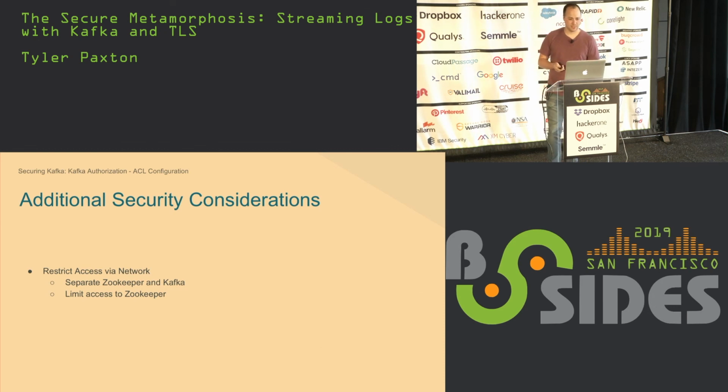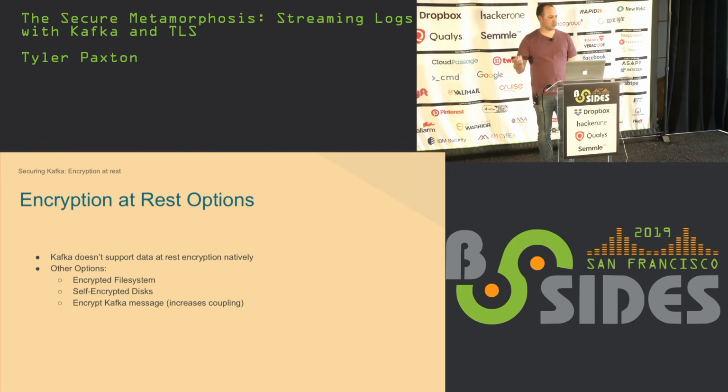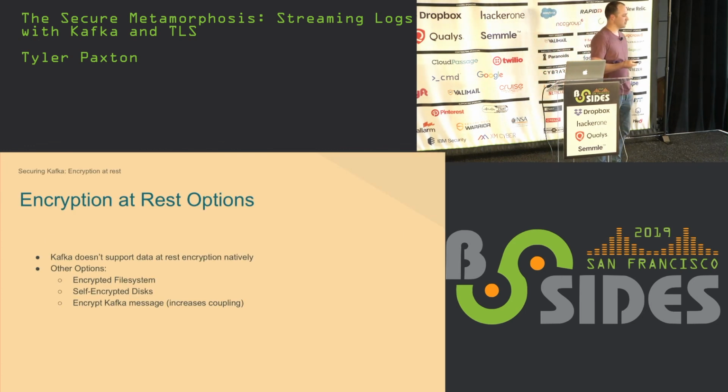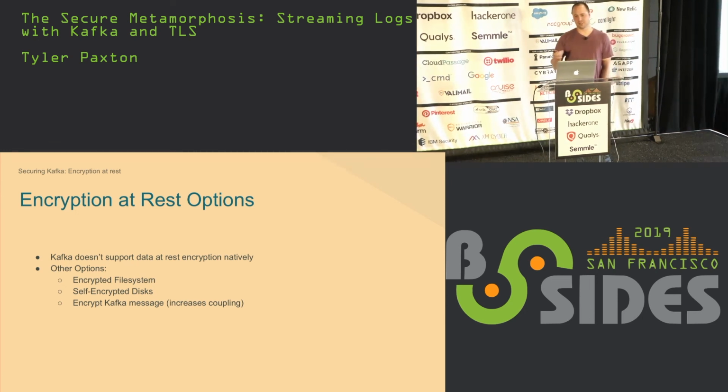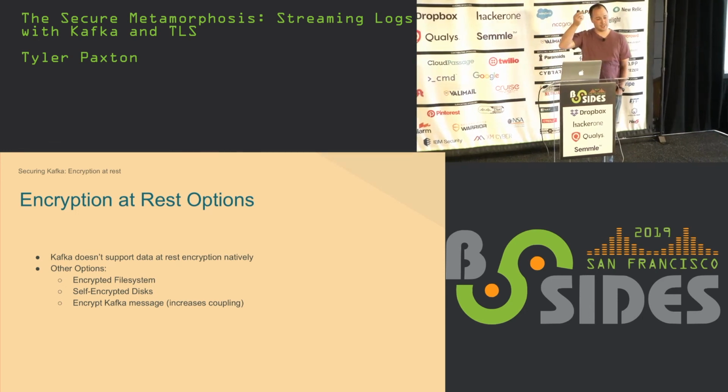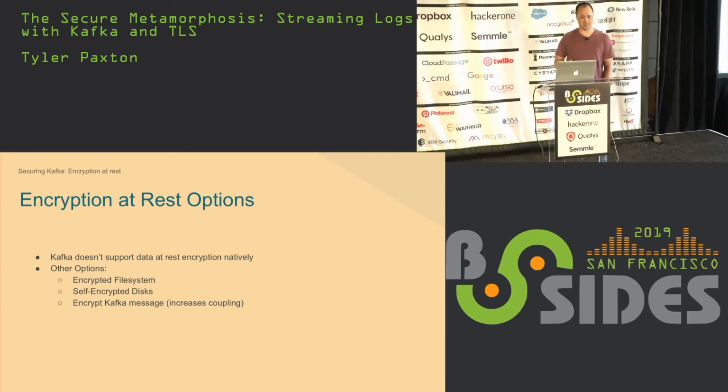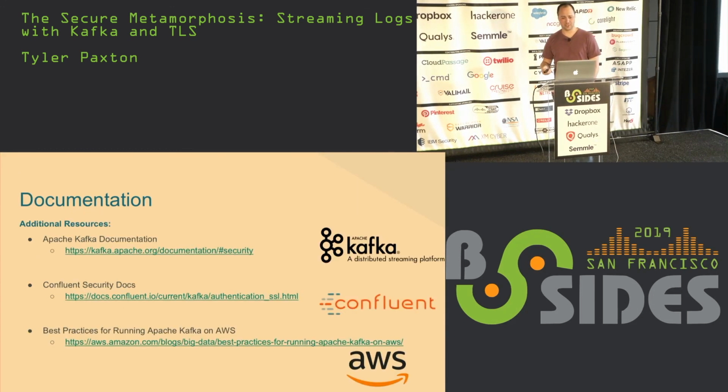So that'll be useful. Another thing to consider is that Kafka is responsible for the ACLs. It has some metadata in there, so you want to separate out Zookeeper and limit access to it. And then for encryption at rest, really the best option is just to encrypt your file system. If you're doing it in AWS, you can use encrypted EBS volumes, or in HDFS, you can encrypt there.